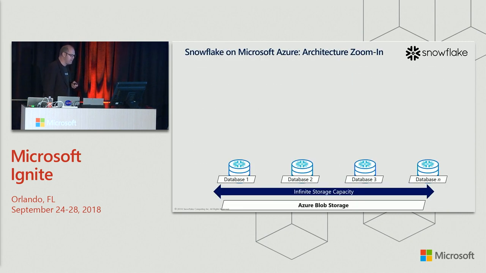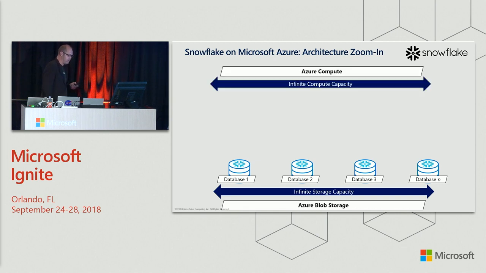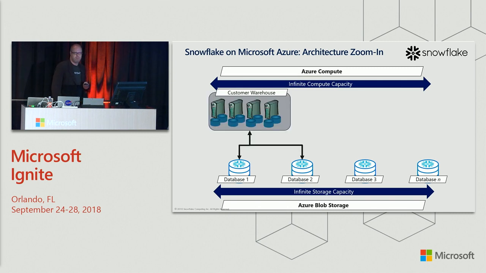So let's drill into this in a little bit more detail. Here at the bottom, you're seeing one-to-many Snowflake databases that are essentially the containers that hold your data files that Snowflake manages for you in Azure Blob Storage. We are relying on Azure Blob Storage to give us virtually limitless storage capacity, so you can put as much data as you want into it. Now jumping up to the top of the stack, here we're using Azure Compute, and it's for similar reasons. Azure Compute gives us the virtually limitless compute capacity that our customers need to run their warehouses.